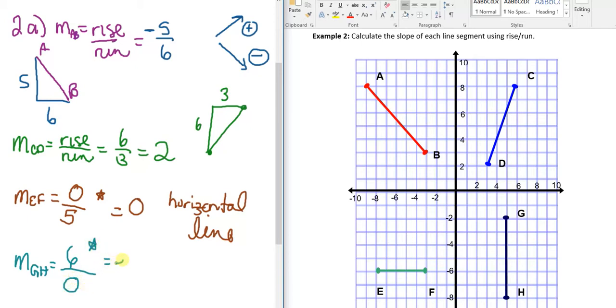Put this in your calculator. You should get error. This means it's a vertical line. The slope is undefined. So you can't actually write error as the slope. You have to write m equals undefined. And that just means that it's a vertical line.